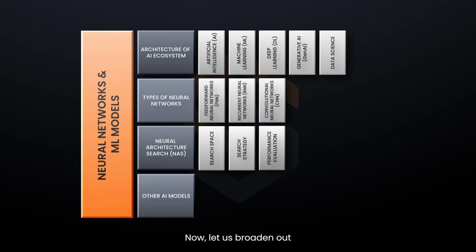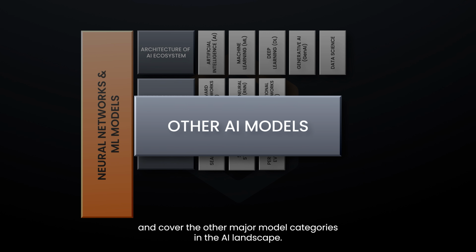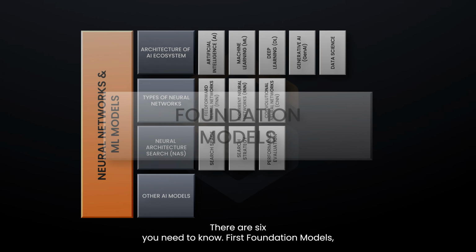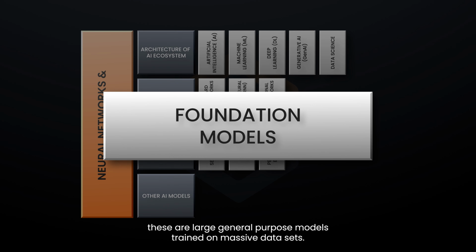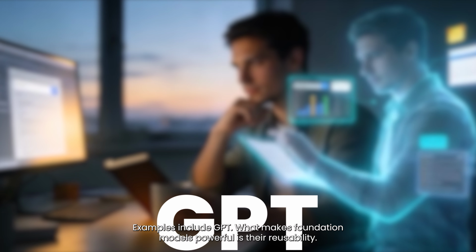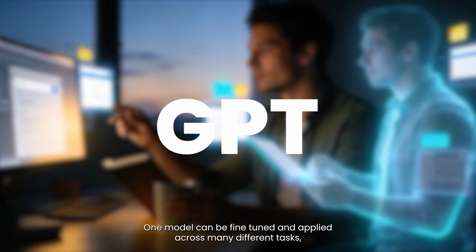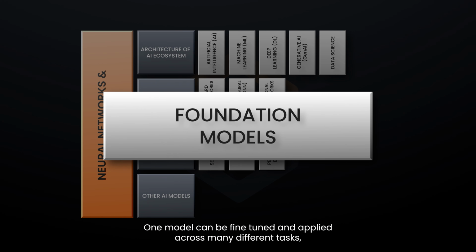Now let us broaden out and cover the other major model categories in the AI landscape. There are 6 you need to know. First, foundation models. These are large, general-purpose models trained on massive datasets. Examples include GPT. What makes foundation models powerful is their reusability. One model can be fine-tuned and applied across many different tasks, which makes them cost-efficient and high-performing.